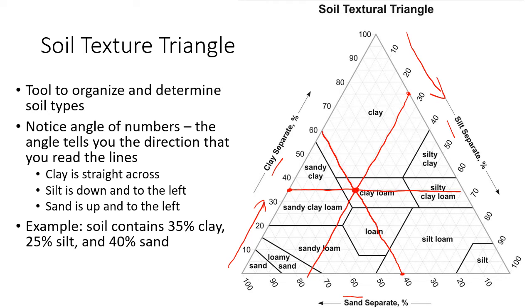Okay, so let me delete all of this and I'll have the nice animations come up, which will show how you do that. So again, looking at each one, what's the percentage? Following the line down or across or up, depending on which one you're looking at, and then where they intersect is the soil type that you have.